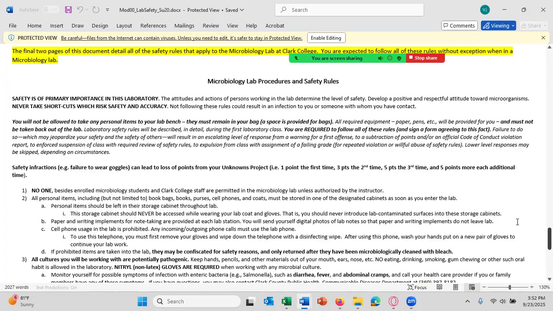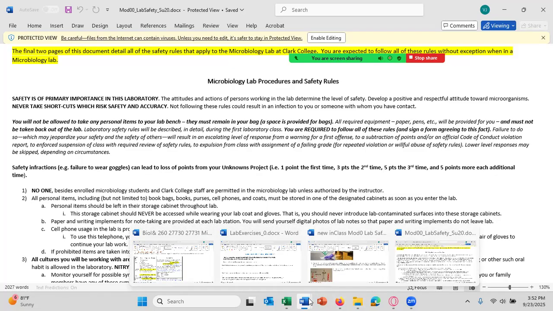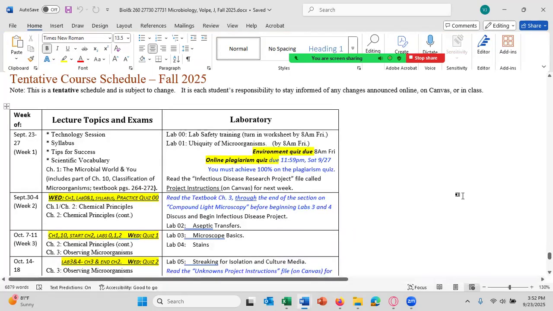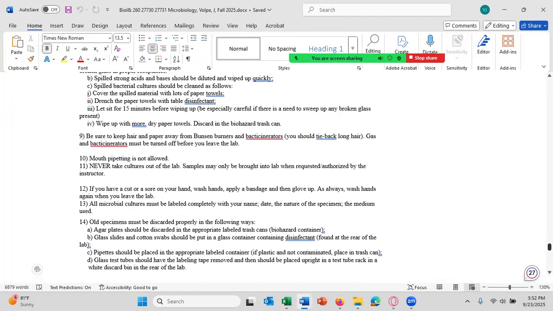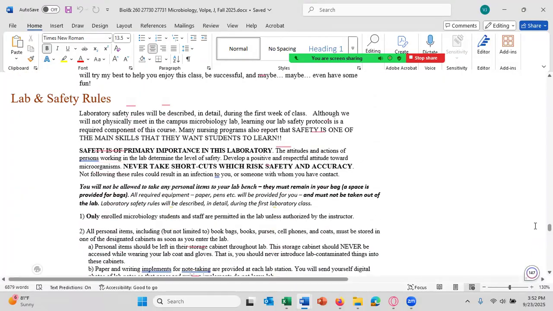All right, so this is the lab procedure for the lab. I've gone through a lot of this. I won't go through it here, but we're going to go through the safety requirements for the lab in the syllabus. The lab rules for safety. Safety is of primary importance in the lab. Never take shortcuts which risk the safety and the accuracy of the lab.